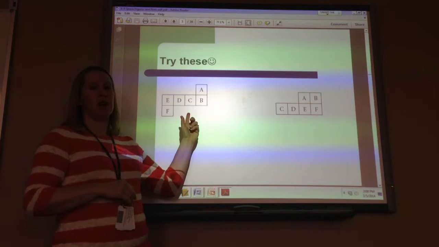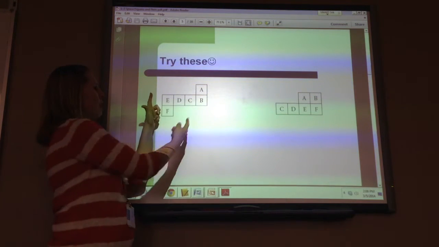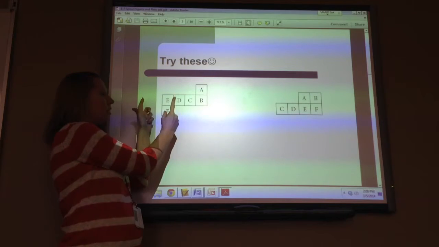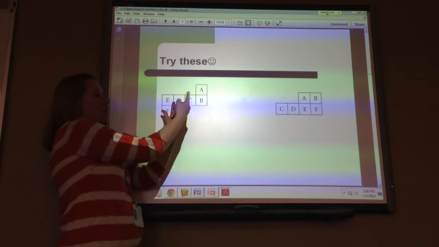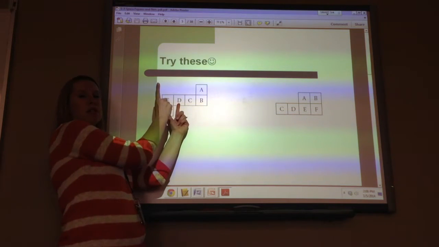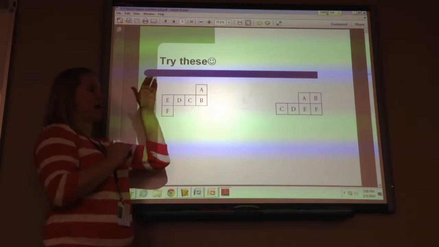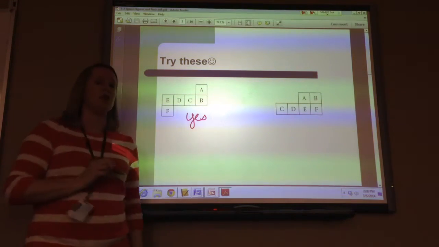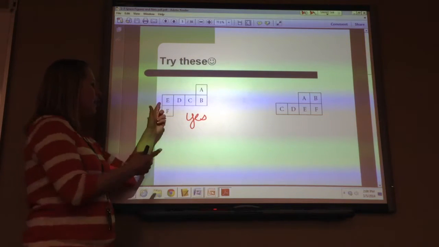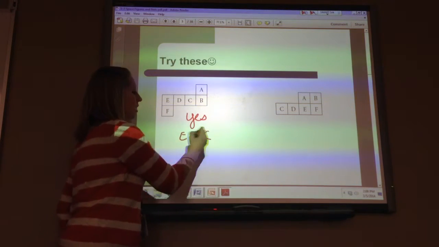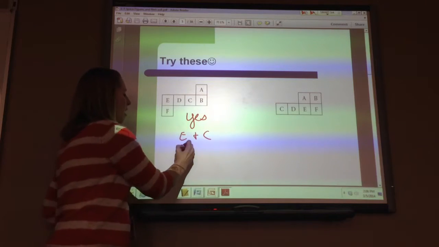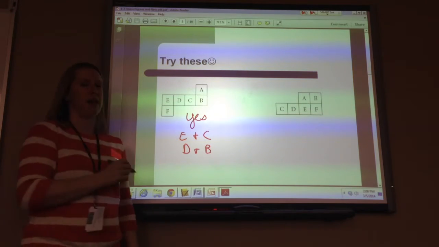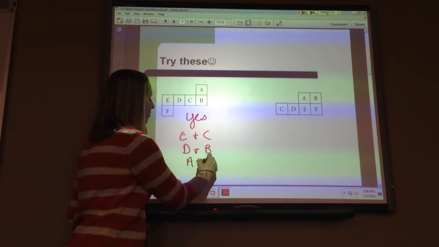So like on this one, if I were to fold it up, the E and C would be opposite. D could stay on bottom, and B would fold up over D, and then the A and the F would be opposite faces. So yes, it would fold into a cube, and the opposite faces would be E and C, D and B, and then A and F.